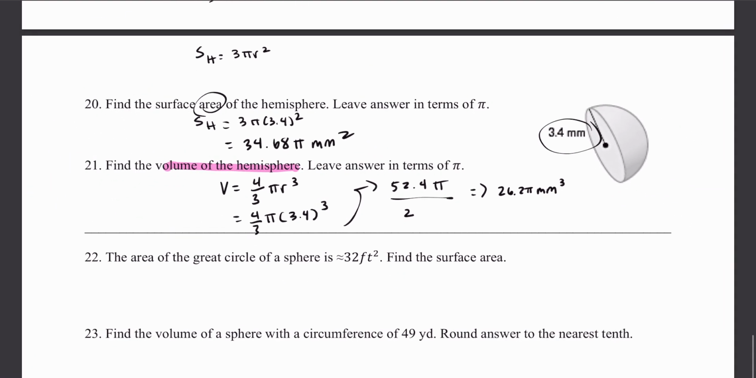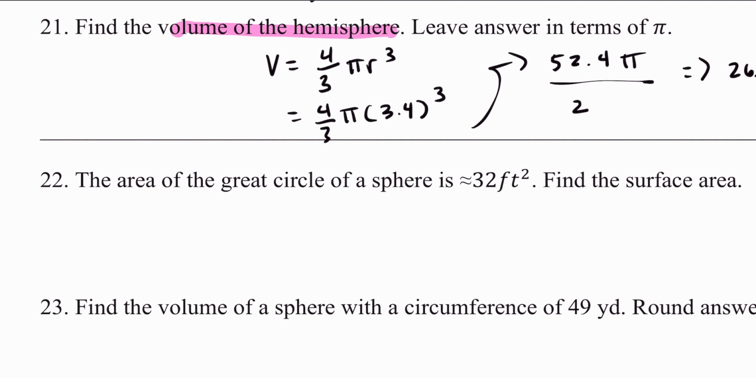Now, number 22, it says the area of the great circle of a sphere is 32 feet squared. Find the surface area. Okay, so the area of the great circle, just like any regular circle, the area of the circle is pi r squared. So therefore, the area of the great circle is still pi r squared. So A is equal to pi r squared. The area is given. That's pi r squared, and it's 32 square feet.